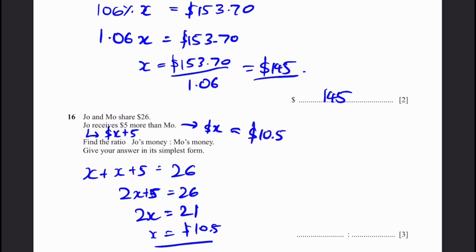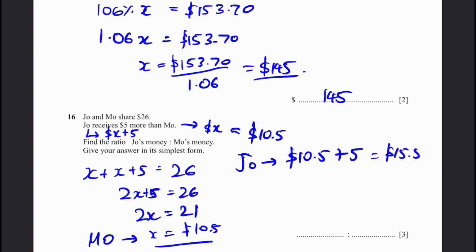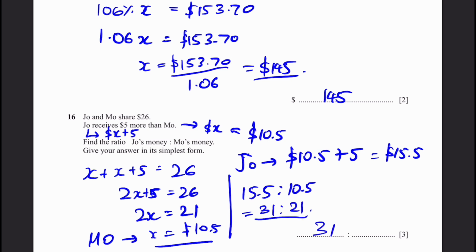And now Joe's money, first I'll just write this Mo's money. Now Joe's money will be $10.5 plus 5, which is $15.5. So Joe's money is to Mo's money. That ratio will be 15.5 is to 10.5, which is multiplying by 2 to get whole numbers, 31 is to 21. That's the answer.